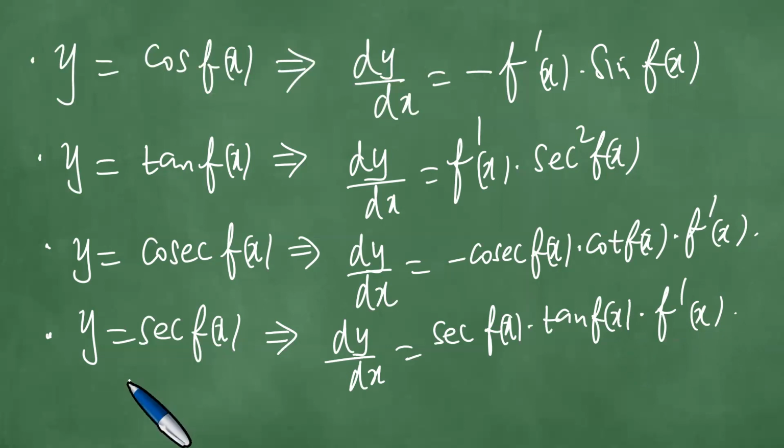Right, so now we revise as well. The derivative of the cosine is a minus sine. The derivative of the tangent is the secant squared. The derivative of the cosecant is minus cosecant cotangent. The derivative of the secant is the secant times the tangent. The derivative of the cotangent.